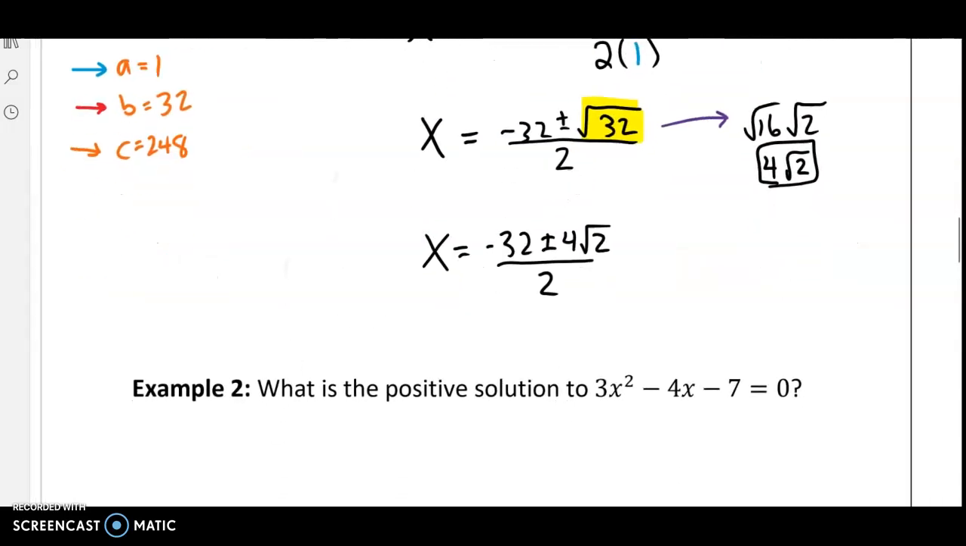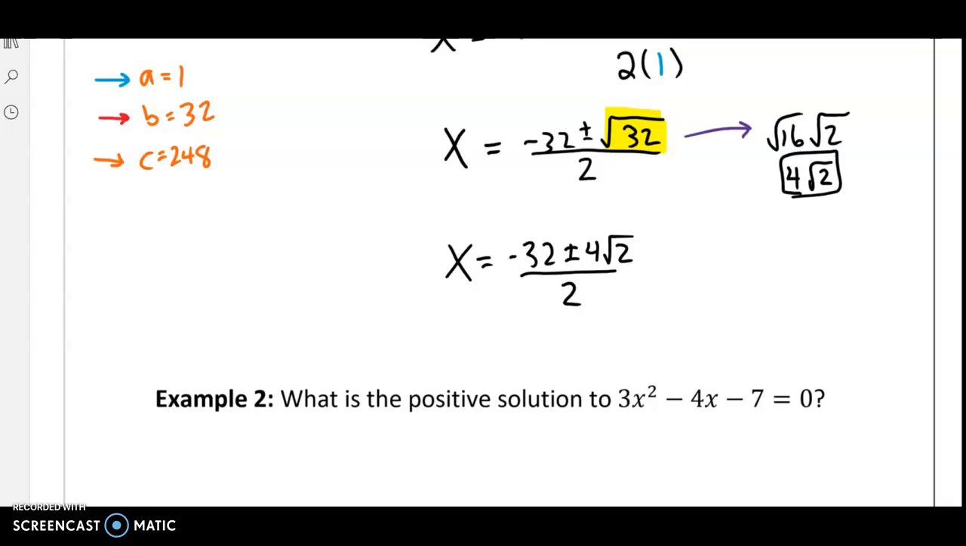Our last step is that now we need to actually divide by 2, that denominator. So we're going to divide negative 32 by 2 and get negative 16. Then we put the plus or the minus, but that 4 also needs to be divided by the 2. So 4 divided by 2 is 2. And we cannot divide the square root by the 2 in the bottom because one has a square root and one does not, so it's going to stay square root of 2.